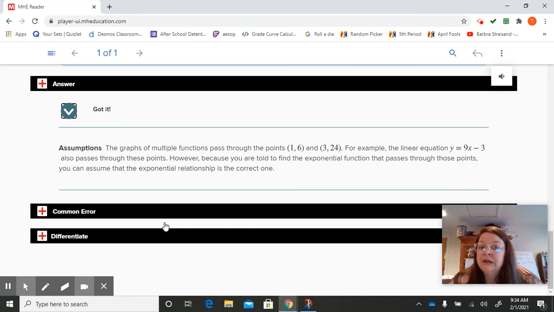So make sure that you are reading the directions and finding out if it's supposed to be a linear or exponential function that you are finding.